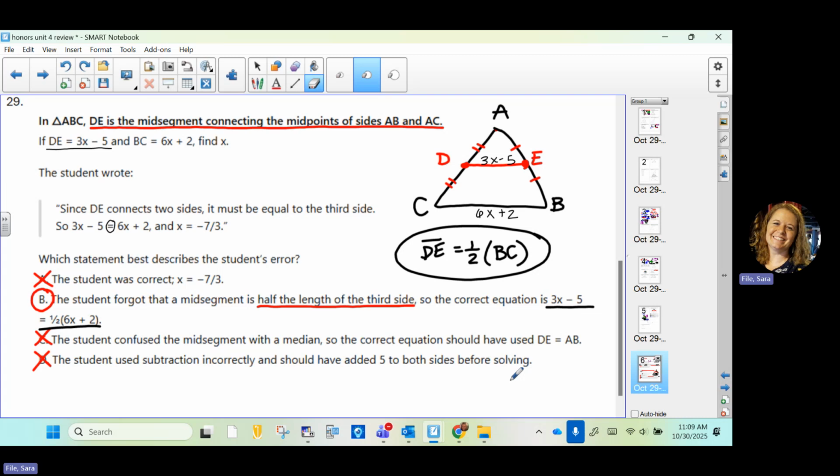All right, so finding mistakes in other people's setup and work. That was what those two were seeing if you could do. Draw a picture if a picture's not given.